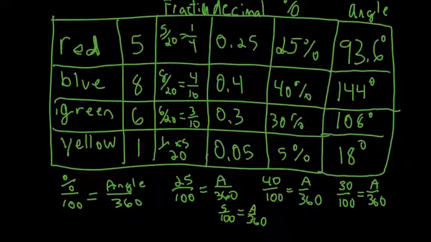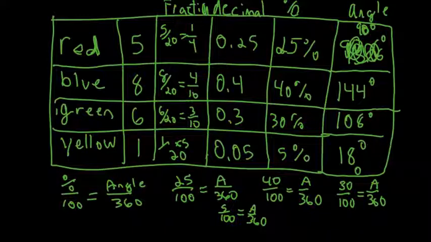And I just realized I made a mistake on the first one. First one shouldn't be 93 and 6. First one should be 90 degrees. So you should have 90 degrees, 144, 108, and 18. If you add those up, it should equal 360. So 4 plus 8 is 12, plus 8 is 20.